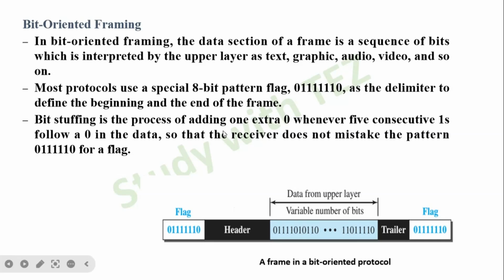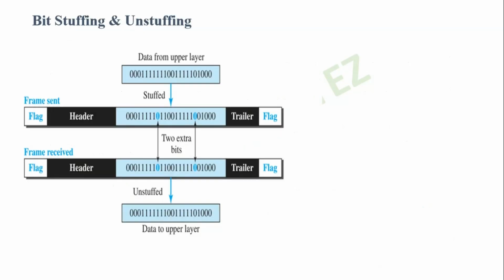This process adds one extra zero whenever you find five consecutive ones. You'll understand that better here. Bit stuffing is done so that the receiver will not get confused about what is the data and what is the special bit pattern, that is, the flag. If the data has a certain pattern that we are not supposed to use, then we stuff a zero after five ones.